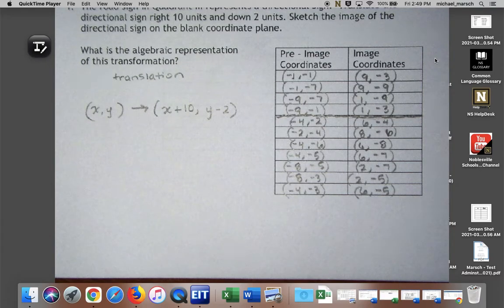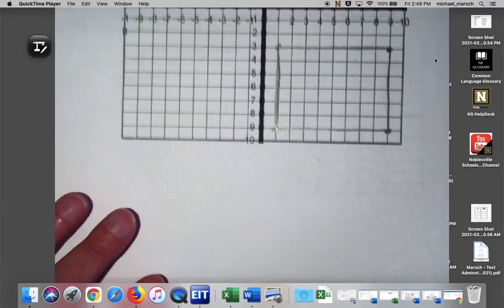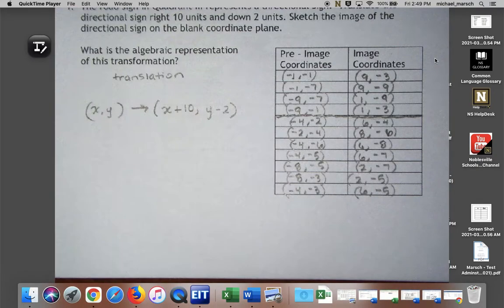Okay, graph. Wait, we're graphing it now? Well, now you're going to plot the points. So I plotted the first 4 points and I created a rectangle. And now I'm going to plot the next points, go in order and connect as you go so that you remember.